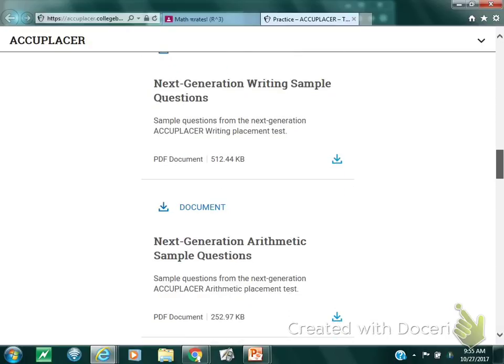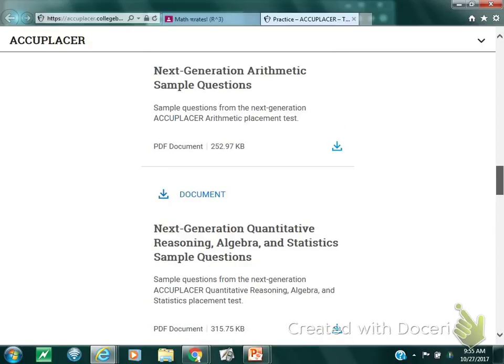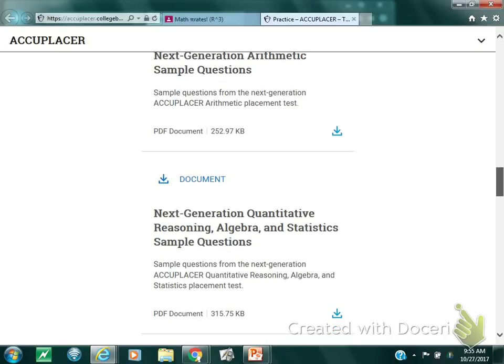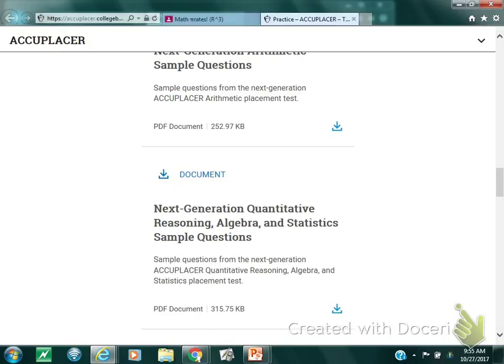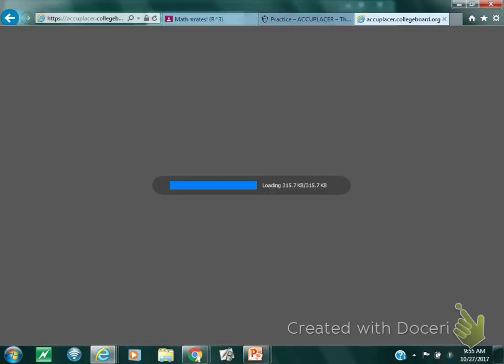Because they have the writing samples. They've got next generation arithmetic. I was like, next generation arithmetic? What happened to old generation? I don't know. And then this next generation reasoning, algebra, and statistics sample questions. I looked at that and I was like, where's John? I need John. Because I couldn't answer some of the questions, since I haven't had stats in a while.